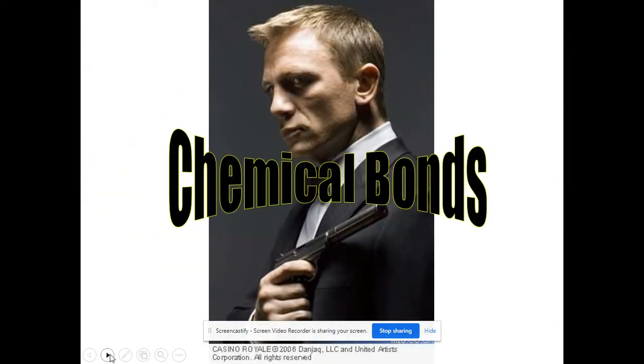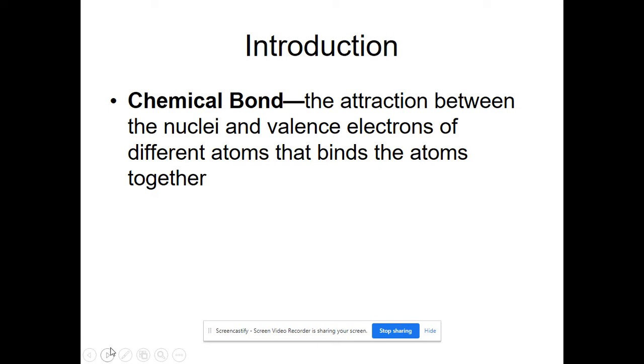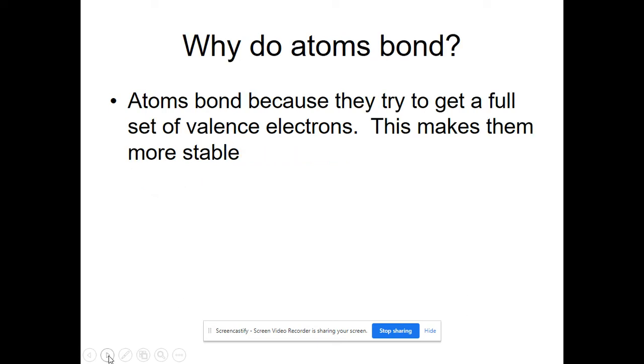So chemical bonds. When we have a chemical bond, this is the attraction between the nuclei of different atoms and the valence electrons. And this attraction is what binds atoms together. The reason why atoms do bond is because they're trying to get a full set of valence electrons, and their goal is to become stable. So we're going to go over different ways that this occurs.